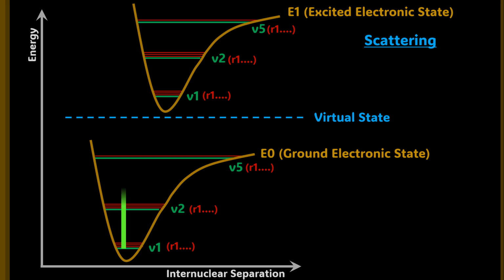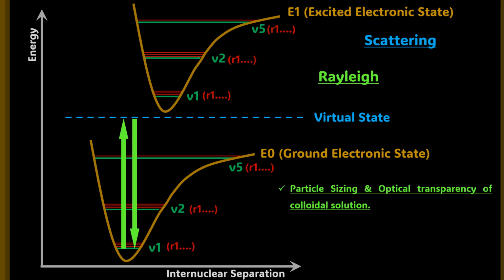Now, if the molecule is interacting with the photon and there is no change in the polarization of the molecule, the released photon will have the same frequency as that of the incoming photon. And since there is no change in the frequency, that indicates that it is not interacting with the molecule, and thus we will not get any information about the chemical identity of the molecule. But this kind of Rayleigh scattering is used in deciding the particle sizing or the optical transparency of the colloidal solution.